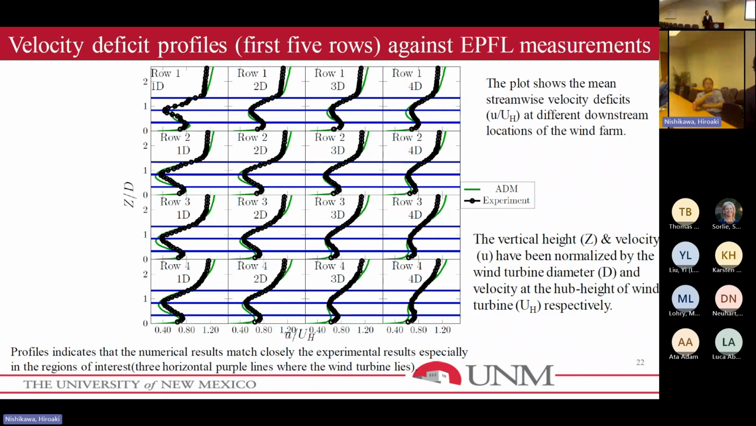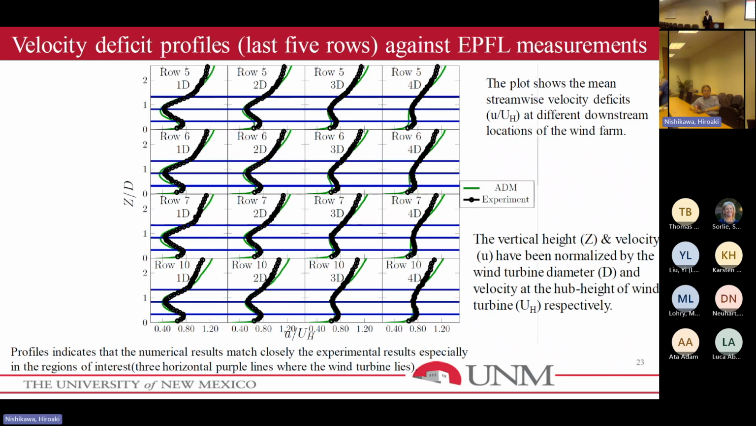And this is the velocity deficit profile for the first 5 rows against the experimental results. As you can see, they match quite well, especially in the region of interest. There is some mismatch because we didn't model the turbine tower and the nacelle. We just modeled the turbine rotors only. Turbines actually have nacelles and also towers, but we didn't model those.